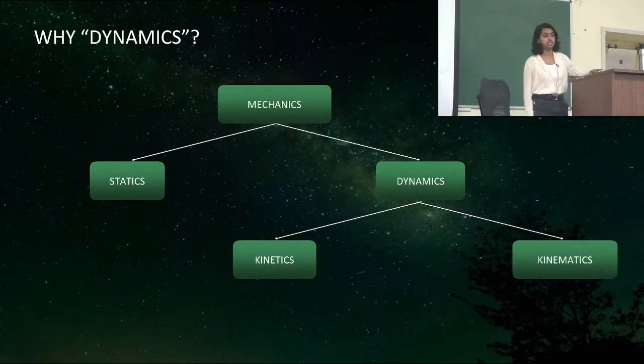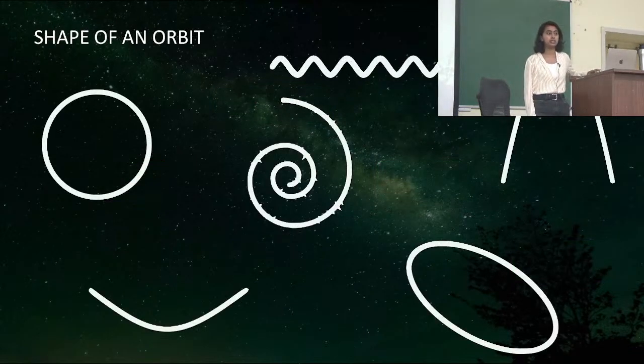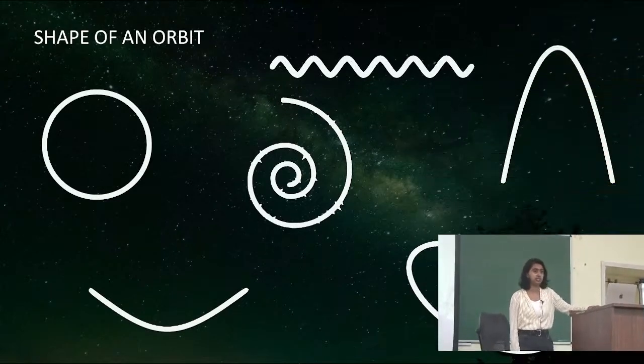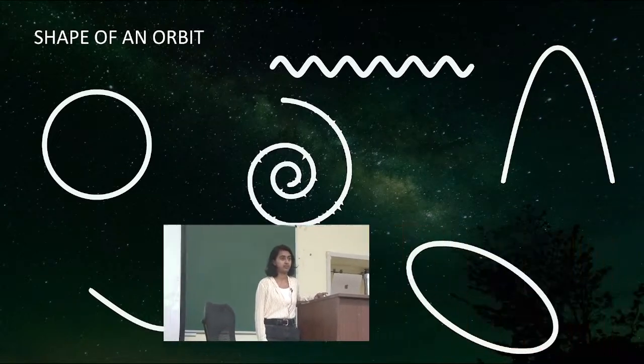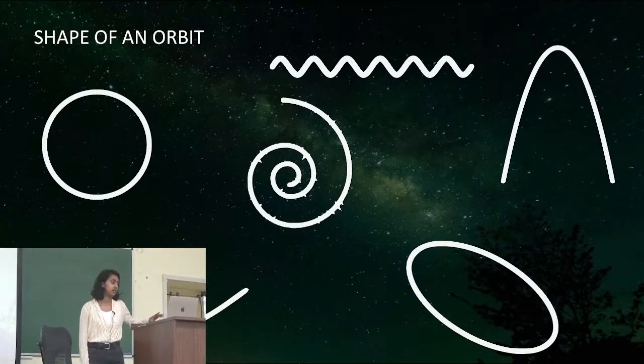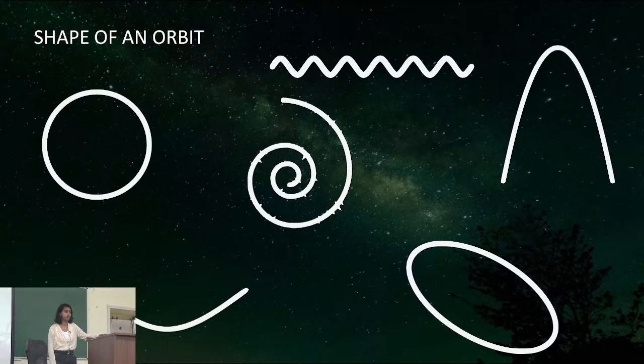Now, what is an orbit? Can anything be an orbit? Is a circle an orbit? Yes. Is an ellipse an orbit? Yes. Is a spiral an orbit? Is a parabola an orbit? Is a hyperbola an orbit? Is a sine wave an orbit? Why not? If it's not necessary that only closed shapes are orbits, then why is a sine wave not an orbit?